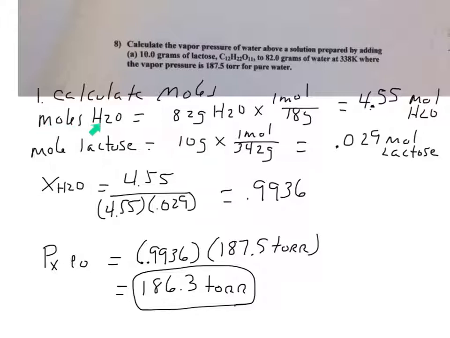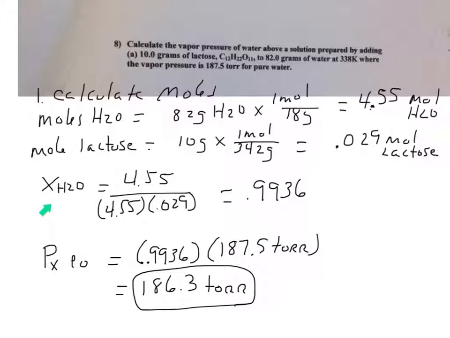Now I did the water first, so I had the 82 grams of water from the problem, 1 mole of water over the mass of water from the periodic table, and I get 4.55 moles of water. I took the 10 grams stated in the problem. The weight of C12H22O11 from the periodic table is 342 grams. So 1 mole over the weight from the periodic table for lactose. I get 0.029 moles of lactose.